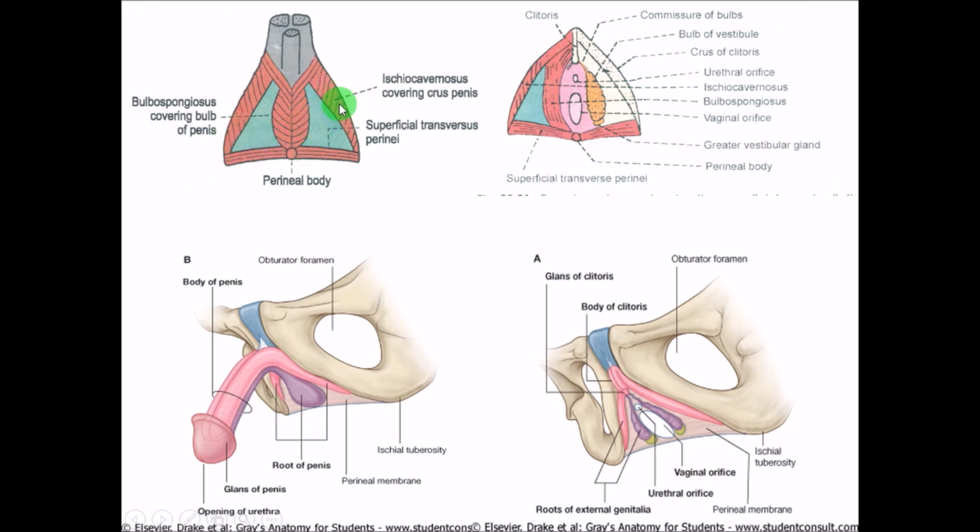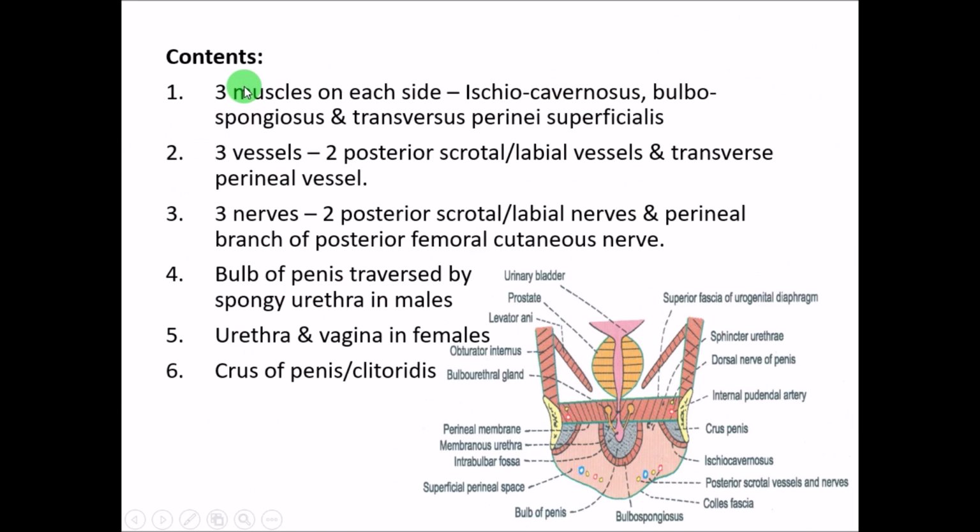this is the crus of the penis. If you see here, this is the penis, the body of the penis. These are called the crus, also called the root or the crus. So on the crus of the penis, there will be a muscle covering that crus, called the ischiocavernosus, covering the crus of the penis on each side. So they are in pairs, as I said. The first one is the ischiocavernosus.